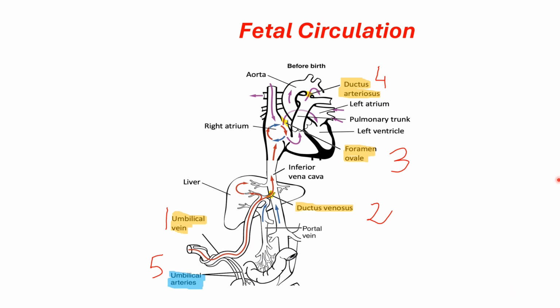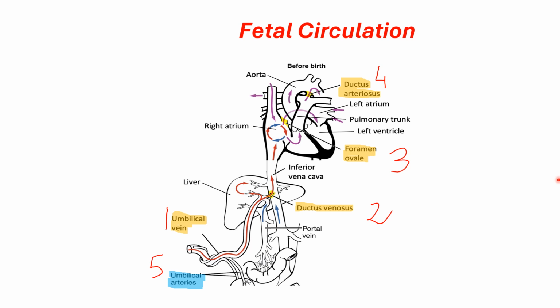Hello, everyone. So let's start our first week with fetal circulation. The fetal circulation is a specialized circulatory system in the developing fetus, and its purpose is to deliver oxygen and nutrients from the placenta while bypassing the non-functioning fetal lungs and partially bypassing the liver.